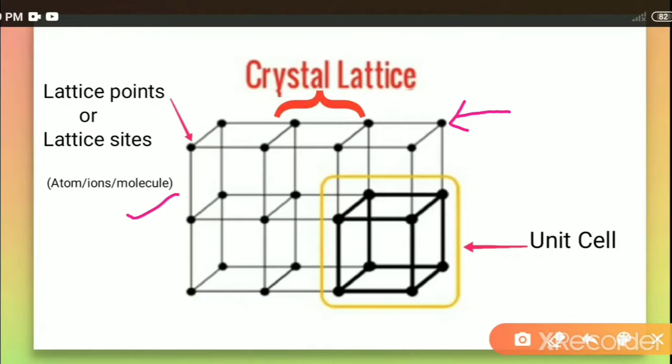In the crystal lattice, there is a repeating unit which is repeated throughout the crystal lattice. This repeating unit is called the unit cell. As in this figure, the cube is the repeating one. So that particular cube is represented as the unit cell.